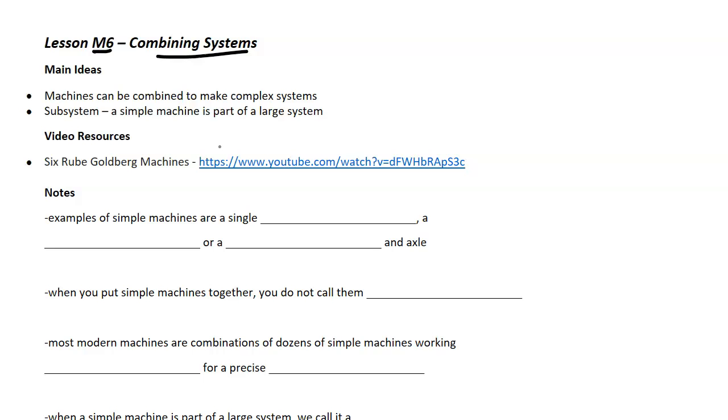A machine is simply a combination of complex systems, and a simple machine is the subsystem, which is just a part of that whole larger system. Some examples of simple machines include things like levers, pulleys, or a wheel and axle.